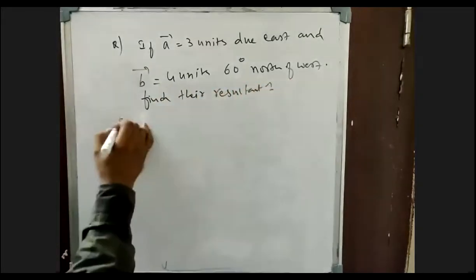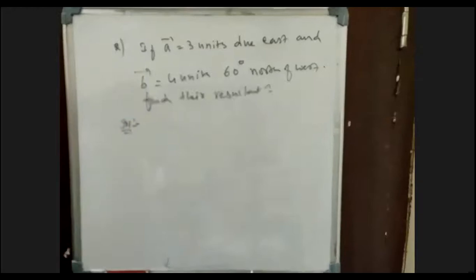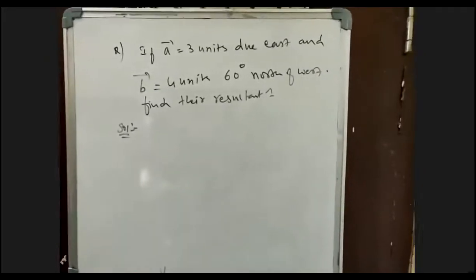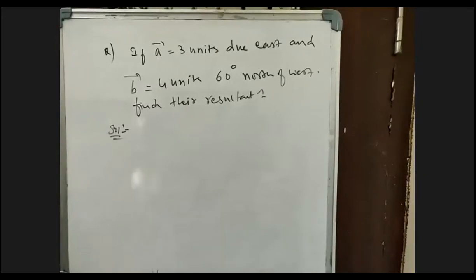Come on, try to do it. If A bar is equal to 3 units due east and B bar is equal to 4 units, 60 degrees north of west, find their resultant. Here it is. The screen is quite blurred. Let me check it out. Okay. Now? Yeah, fine.